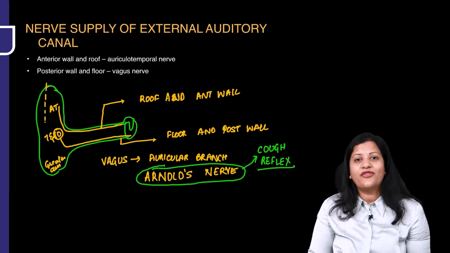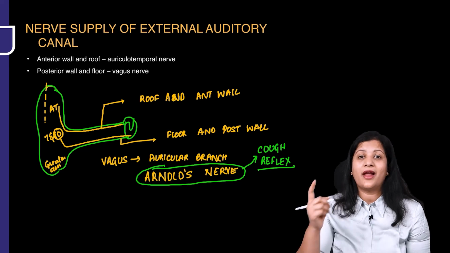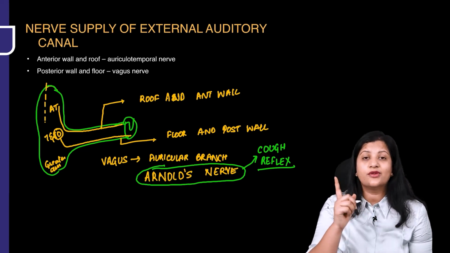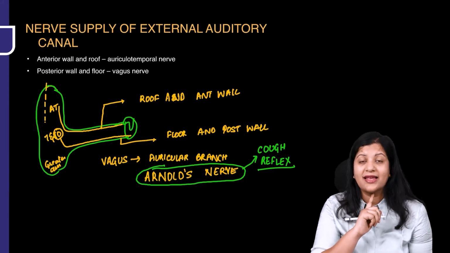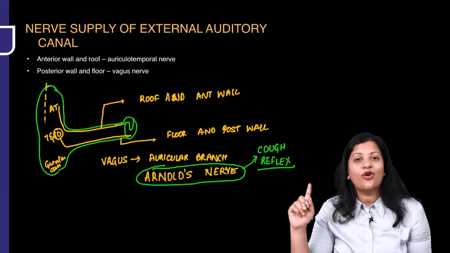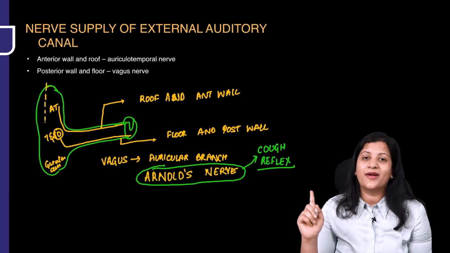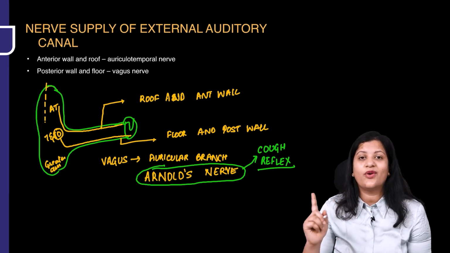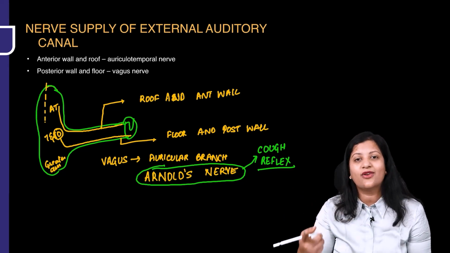Why do we have a cough reflex? Because Arnold's nerve is a branch of the vagus nerve. The vagus nerve also has innervation to the larynx. So whenever there is stimulation of Arnold's nerve, there can be impulses or stimulation of the larynx as well. And when there is stimulation, it will elicit the cough reflex.